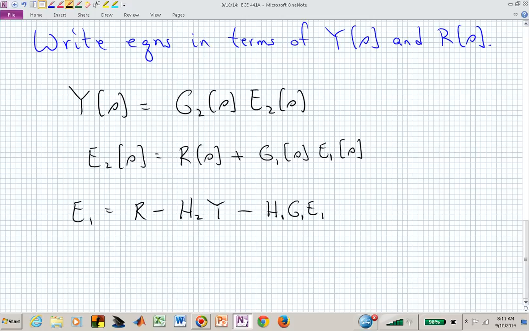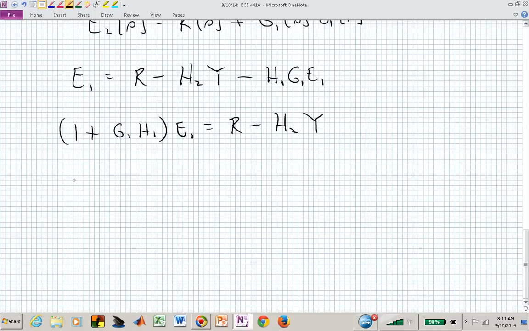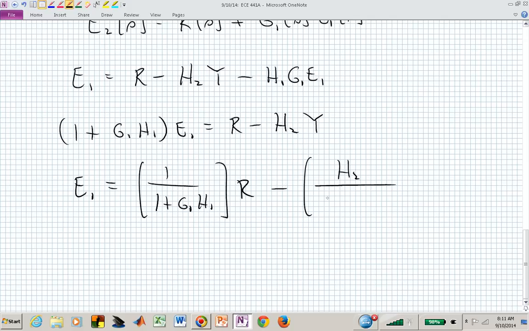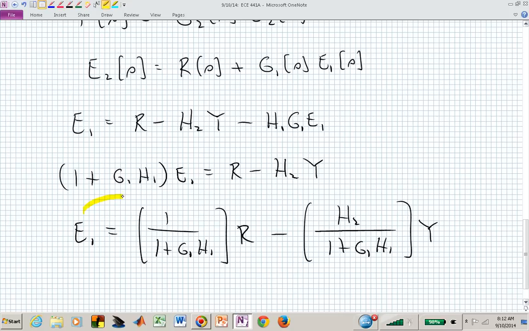Now we have an equation with E1, R, and Y. We can get rid of the E1 by combining the terms. And we can divide through by that 1 plus G1 H1 on both sides, and we end up with E1 is equal to 1 over 1 plus G1 H1 times R minus H2 over 1 plus G1 H1 Y. And now what I want to do is actually use this in there for E1. And you can see how this is going to start getting a little bit messy in terms of expression.